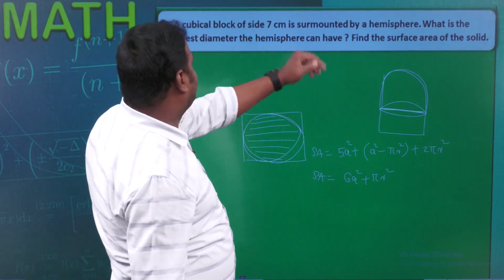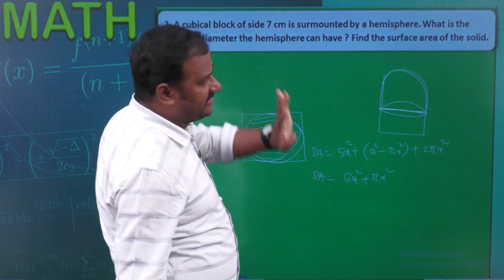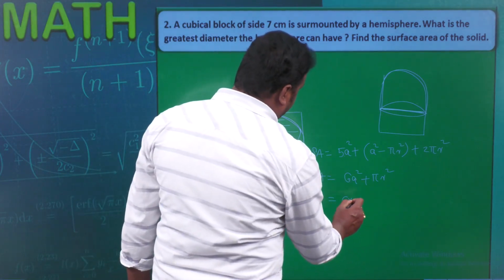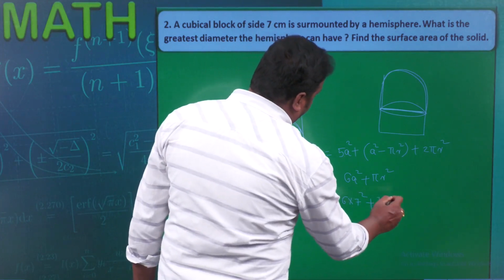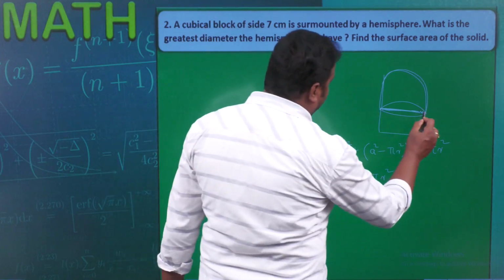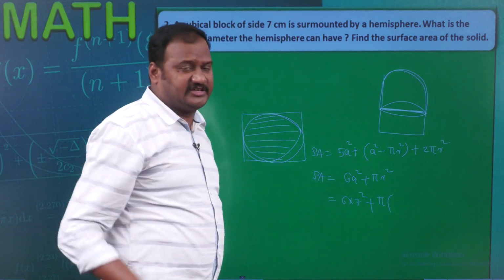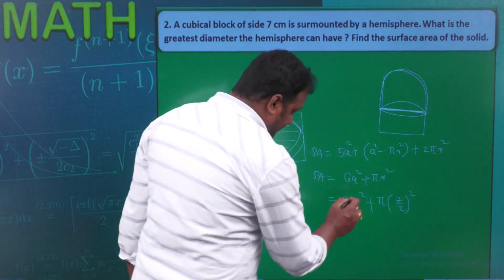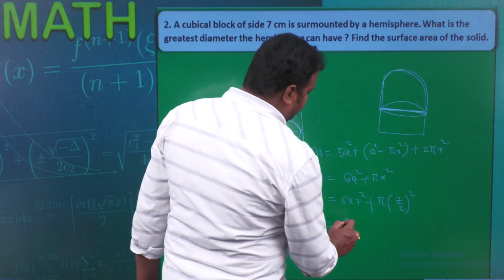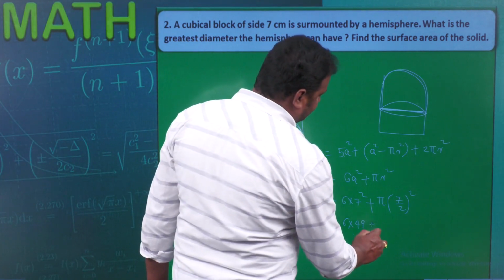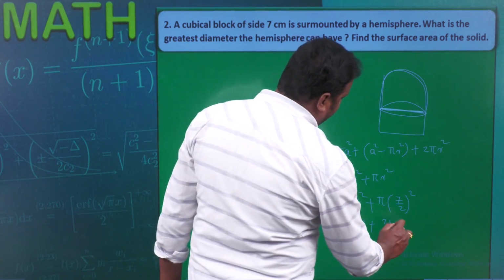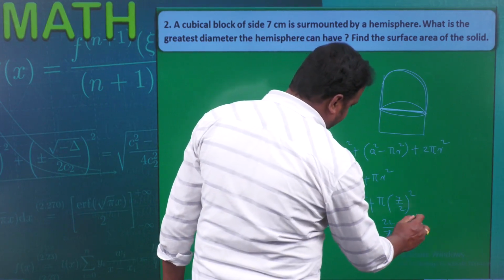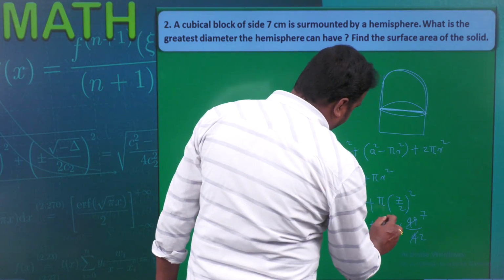And according to the given problem, a block of side 7 centimeters means a is equal to 7. So 6 into 7 square plus pi into radius square. The diameter is equal to the edge, so the radius is equal to edge by 2. That means pi into 7 by 2 whole square. So 7 square is equal to 49. 6 into 49 plus pi is equal to 22 by 7. 7 square is 49, divided by 2 square, which is 4. So 7 ones are 7, 7 sevens are 49. 2 2s are 4. 2 11s are 22.